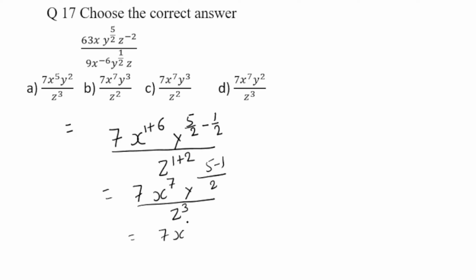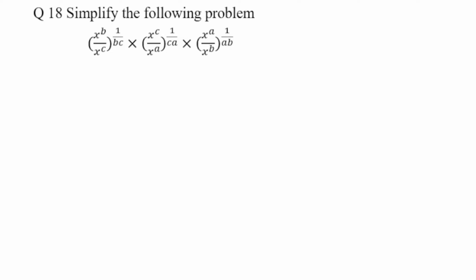7 x to the power 7, 5 minus 1, 4. 4 divided by 2, 2. Y square z to the power 3. The answer is D, 7 x to the power 7 y square divided by z cube. And now move to the last question, question number 18. It looks so difficult, but it is not so difficult.